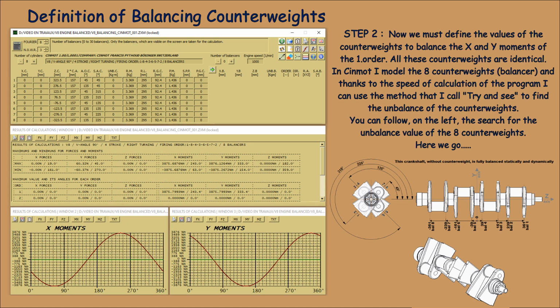Step 2. Now we must define the values of the counterweights to balance the X and Y moments of the 1st order. All these counterweights are identical. In Cinmot I model the 8 counterweights and thanks to the speed of calculation of the program I can use the method that I call, try and see, to find the unbalance of the counterweights. You can follow, on the left, the search for the unbalanced value of the 8 counterweights. Here we go.